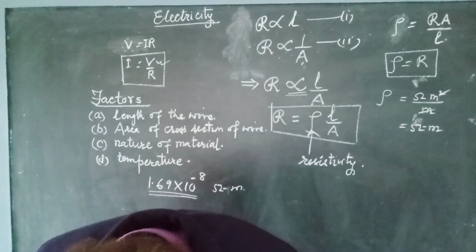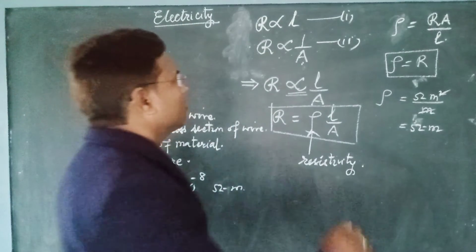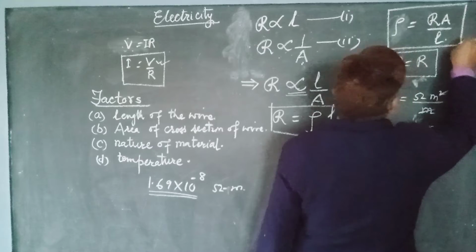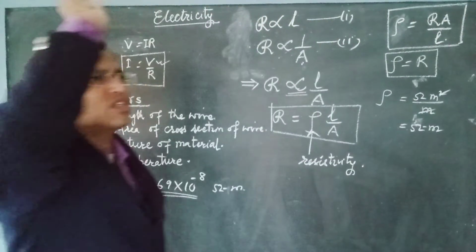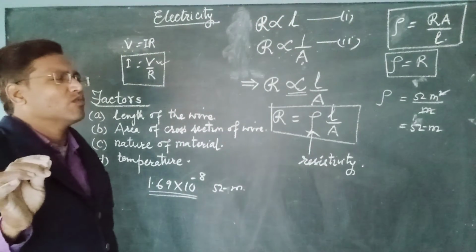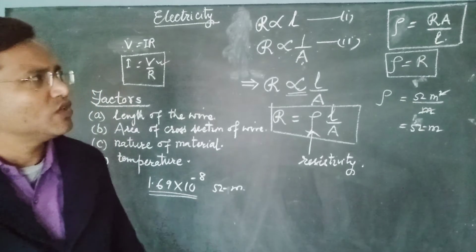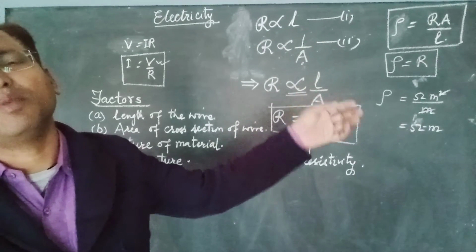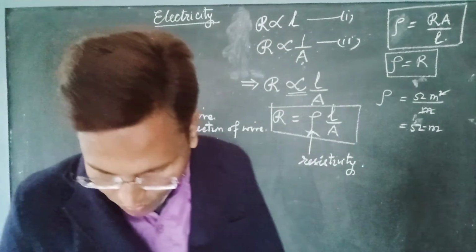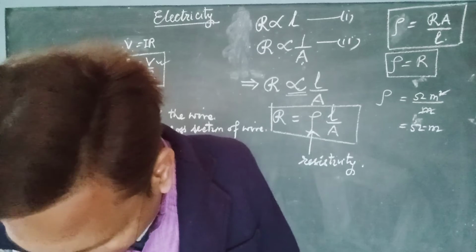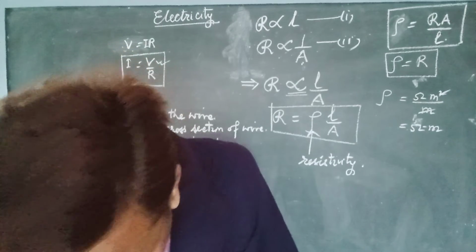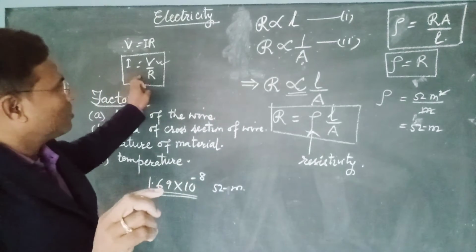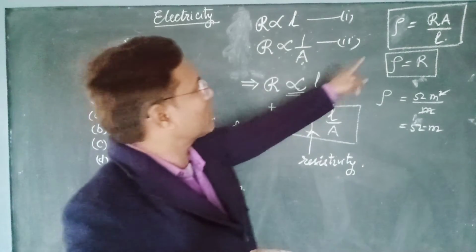Now we have numericals based on this formula. Here 4 physical quantities are there. Out of these 4, 3 will be given to you, and the 4th will be asked to find out. So we will solve numericals based on this formula also. Let me solve one question on this formula.